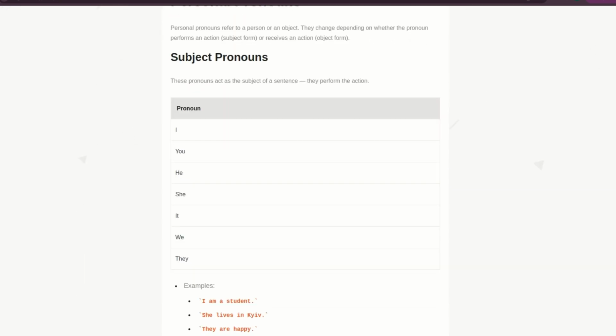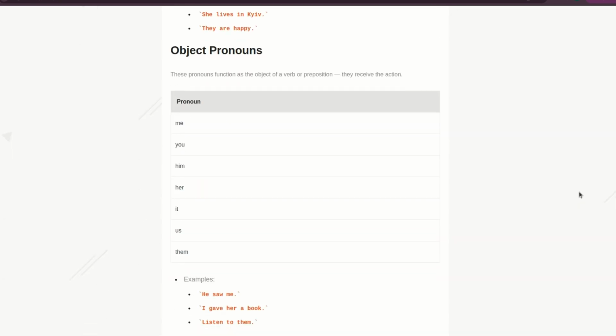Personal pronouns refer to people or things. They change depending on their role in the sentence. First, subject pronouns. They are also called nominative pronouns. Subject pronouns perform the action. They answer the questions who or what. I, you, he, she, it, we, they. For example, I am a student. She lives in Kiev. They are happy.